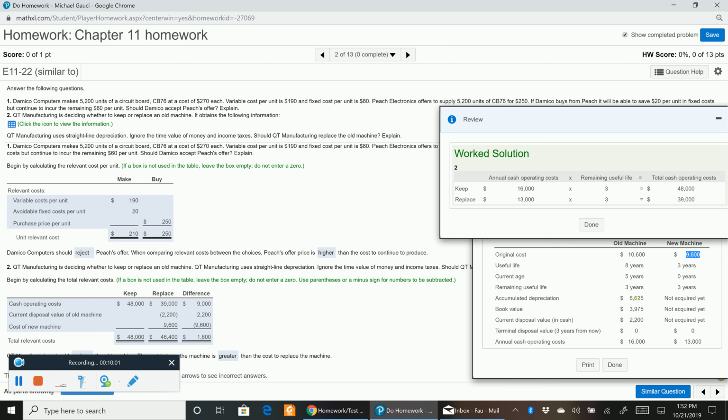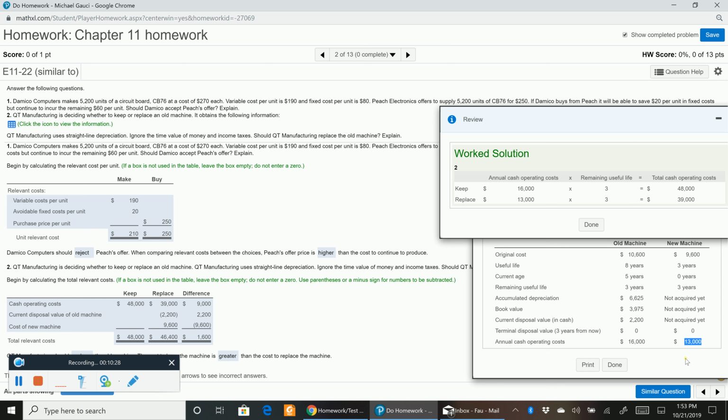And on the old machine, we have accumulated depreciation and book value, and the current disposal value, what's the value if we disposed of it right now. And of course, we have our annual operating costs. The reason why we're thinking of this is because the old machine costs us $16,000 to maintain and operate every year. But the new machine, you can see it is more efficient.